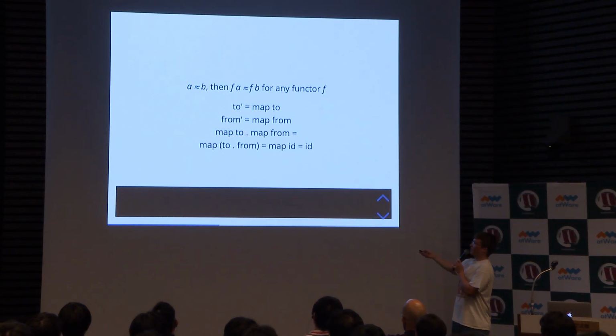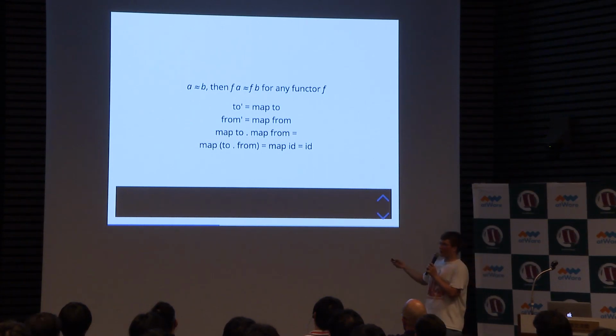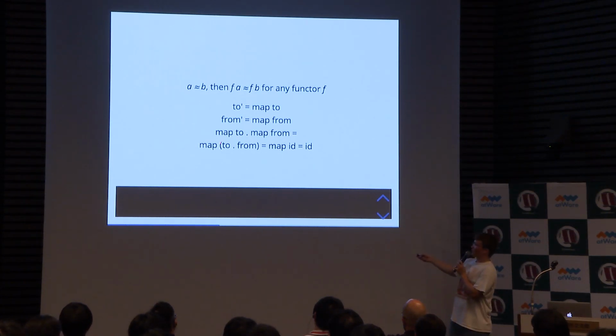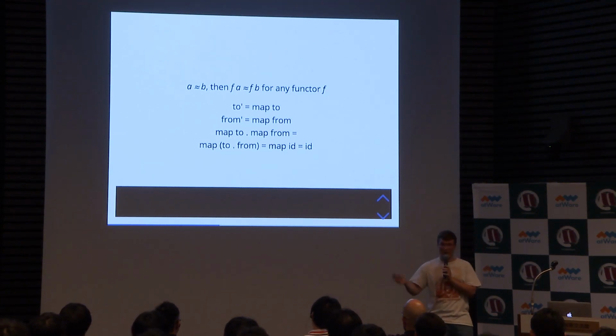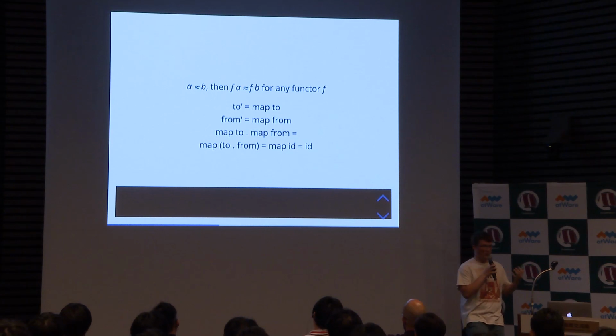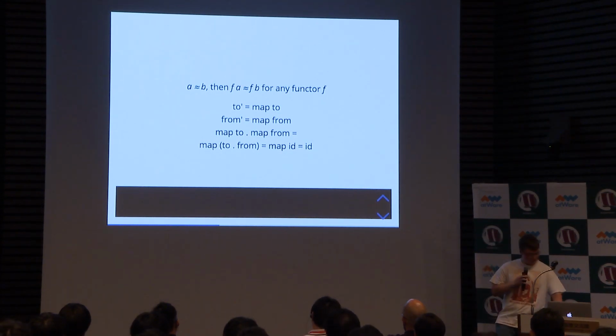Map to composed with map from is just map of to composed with from. That's one of the functor laws. And then we simplify this expression as identity, which is an isomorphism law. And finally, we use functor laws again and end up with an identity, which means that it's a proper isomorphism.